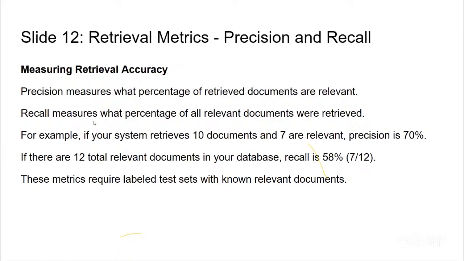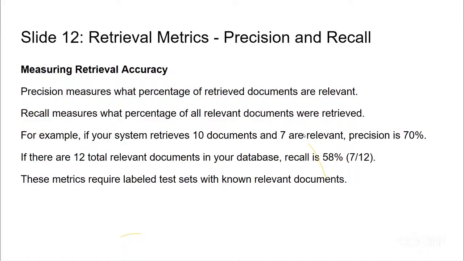So if you can see the data here, for example, if your system retrieves 10 documents, and 7 are relevant, the precision is 70%. So how precise is it? Now, if there are 12 relevant documents in your database, which you know beforehand, the recall is 7 out of 12.